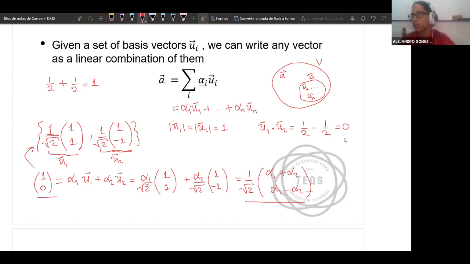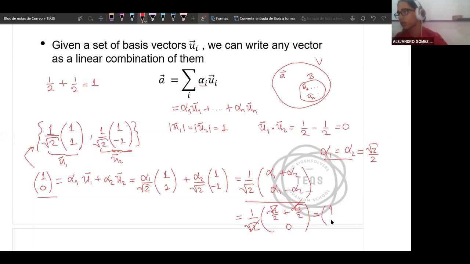So you can check that alpha 1 equals alpha 2 equals the square root of 2 over 2. Because if we replace these values in here, we get 1 over the square root of 2 times, here, square root of 2 over 2 plus square root of 2 over 2, and here just 0 because those are equal. The square roots of 2 cancel, and we get 1/2 plus 1/2, and we get (1, 0). So what's important here is that we can represent this vector, an arbitrary vector of the set, in terms of some basis vectors. And that's the linear combination.